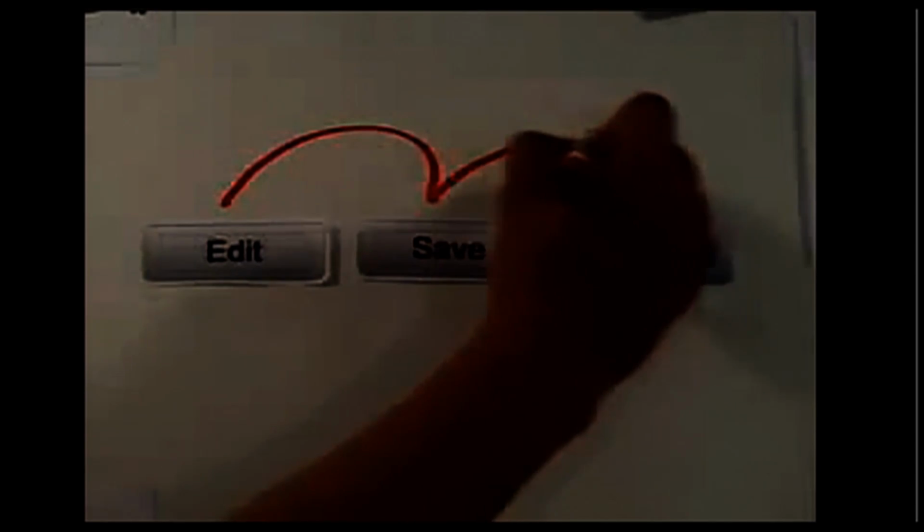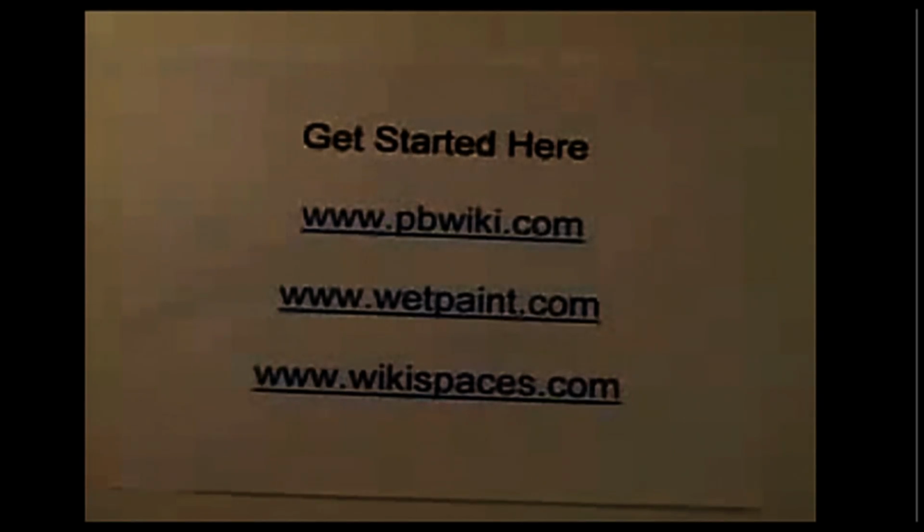These three buttons, edit, save, and link, make it possible to organize a great camping trip or create the world's biggest encyclopedia. You can sign up for your own wiki at these websites: PBWiki, WetPaint, or Wikispaces.